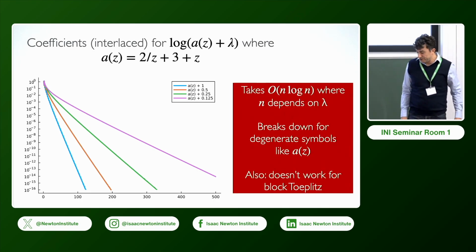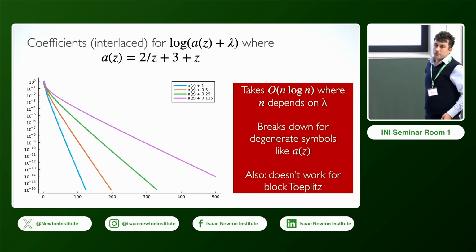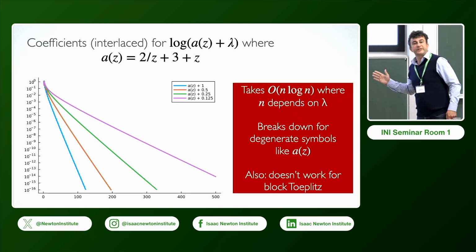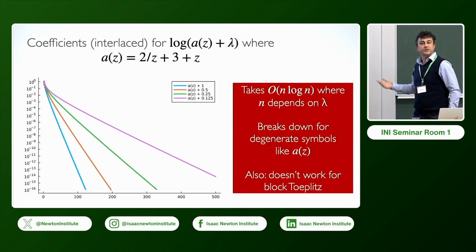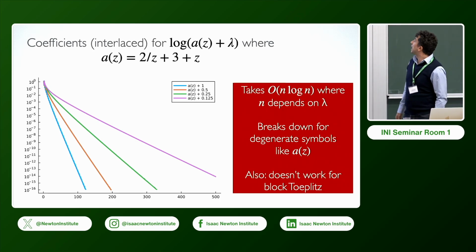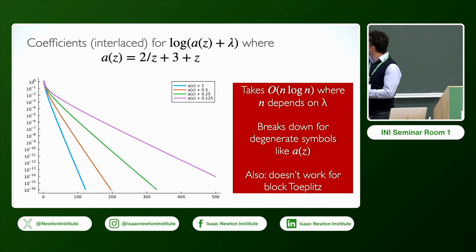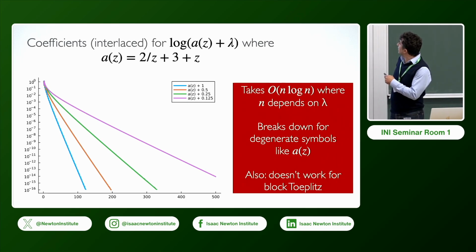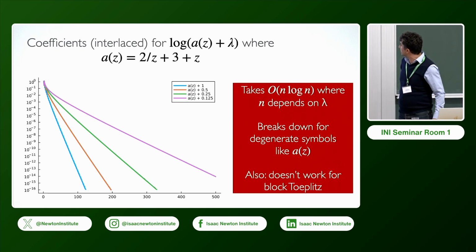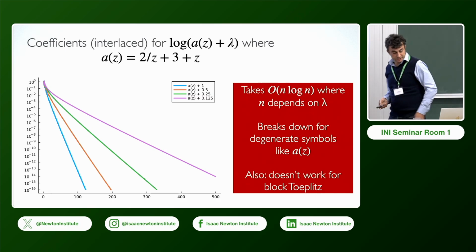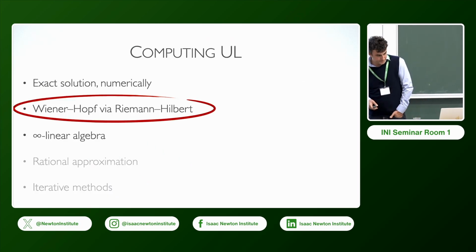Okay, so if we use the exact formula, most people in the audience would consider this a solved problem because we have an exact formula, but in practical considerations on a computer, the exact formula is not so effective because it breaks down as we approach the continuous spectrum. It takes n log n, where it depends on the spectral parameter, and it also, so this one everyone would agree with, it doesn't work with block Toeplitz matrices, so block Wiener-Hopf factorizations. Okay.